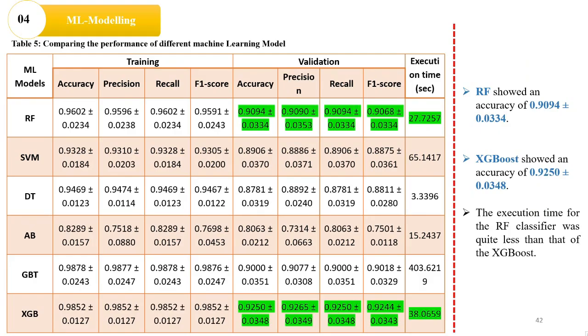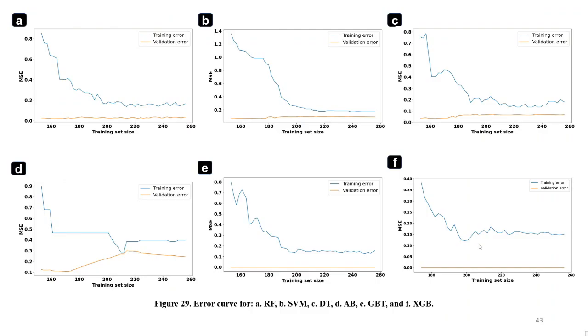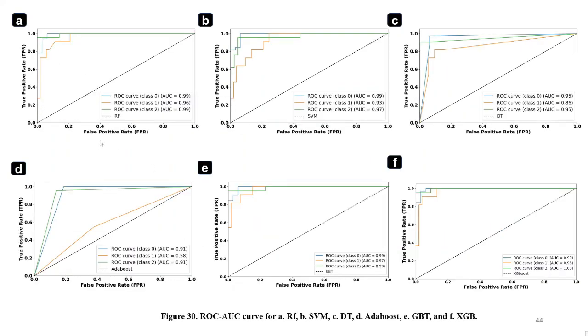Now we had these machine learning models that have been developed. If you look over here in the ML models, the RF model showed an F1 score of around 90%, and XGB showed an F1 score of 92%. So we selected these two models and looked into the other parameters, and this is the error curve. If you see, none of them cross each other. That means there was no overfitting of the data. These are basically the ROC curves.